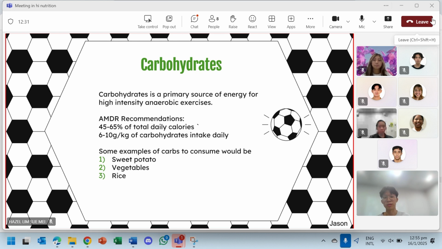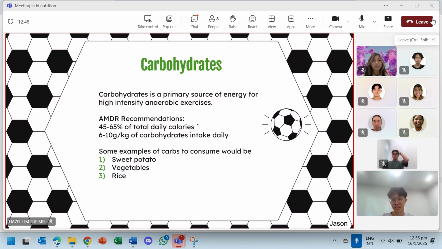So first up, carbohydrates. Carbohydrates are the primary source of energy for high intensity anaerobic exercises, in this case the football match. So AMDR recommendations of carbohydrates will be 45 to 65% of total daily calorie intake, 6 to 10 grams per kg of carbohydrate intake daily, and some examples of carbohydrates to consume will be sweet potato, vegetables, and rice.